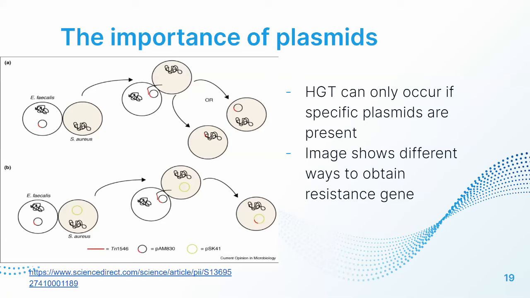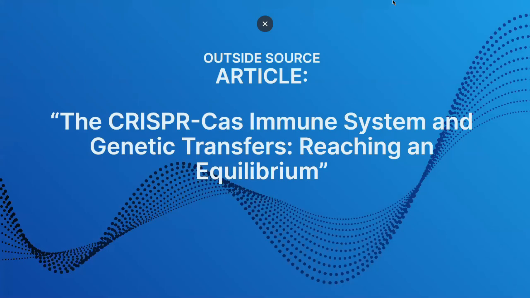And so now that we have an idea of how antibiotic resistance is transferred through horizontal gene transfer, it is also important to understand how we can use other methods for gene transfer using CRISPR. The article CRISPR-Cas immune system and genetic transfer reaching equilibrium demonstrates how bacteria have their own mechanisms such as clustered regularly interspaced short palindromic repeats, known as CRISPR, which correlates to CRISPR-Cas genes.